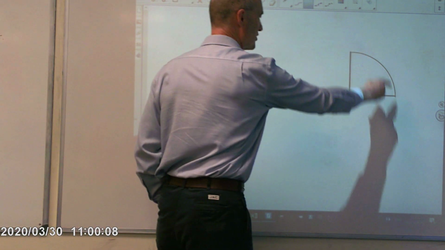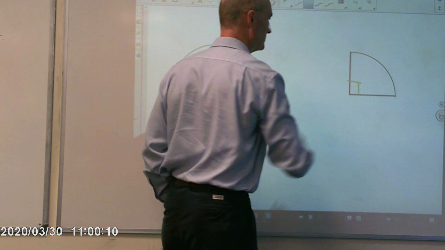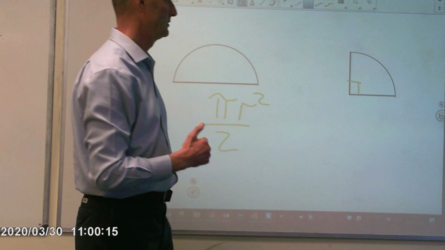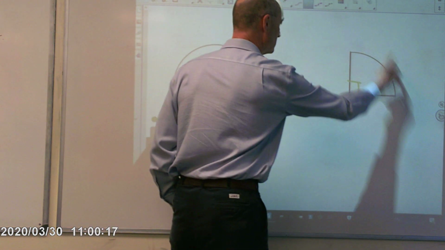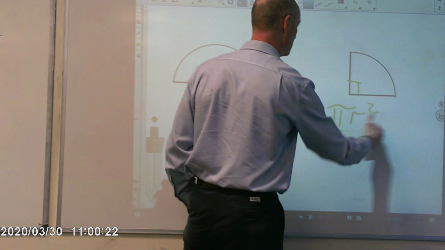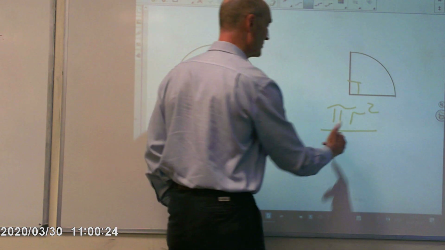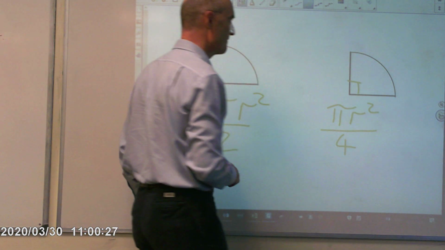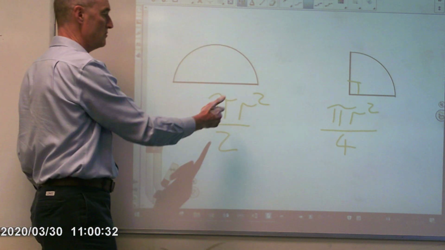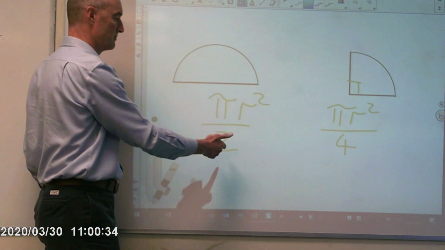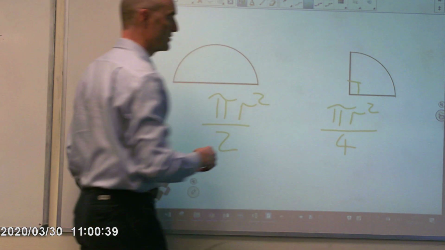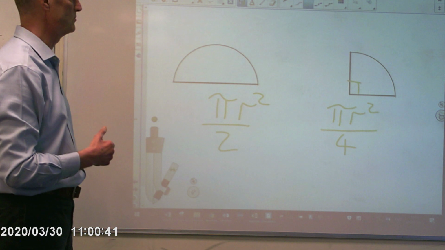What about a quarter circle? It's a quarter circle, a quadrant. The area of the whole circle would be pi r squared. To get the area of the quadrant, we divide it by 4. So the area of the half circle would be pi r squared divided by 2, so halve it. Pi r squared divided by 4 will give us the area of a quarter of a circle.